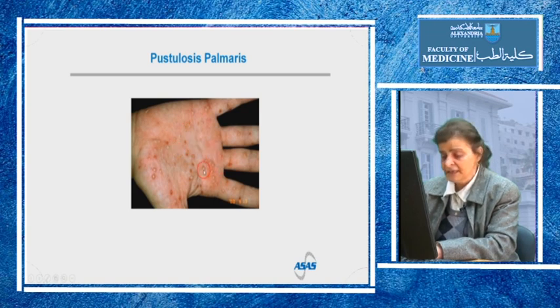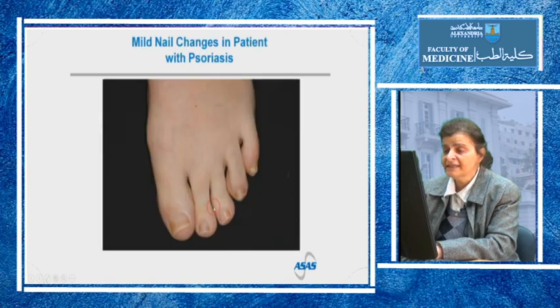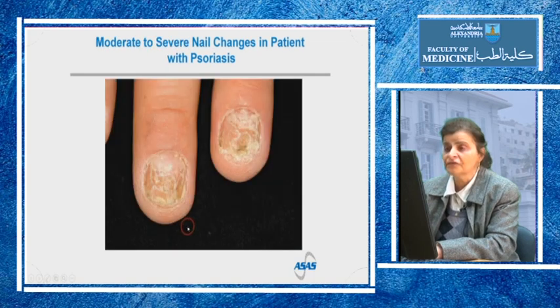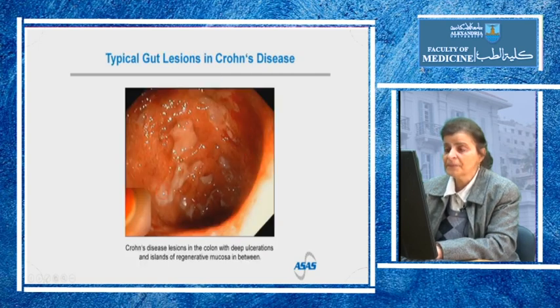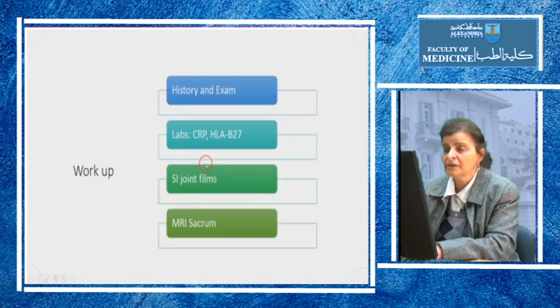Pustulosis palmaris is another manifestation, and here you see the nail changes that are very common in patients having psoriatic arthritis and nail dystrophy. Here is another classical picture of nail dystrophy that we see in our patients with psoriatic arthritis. And here again is the dactylitis, the sausage fingers that we can see in our patients having peripheral spondyloarthritis. These are the typical gut lesions that we can see in patients having IBD-related spondyloarthritis.